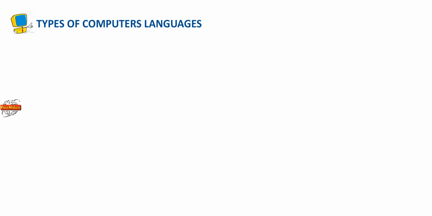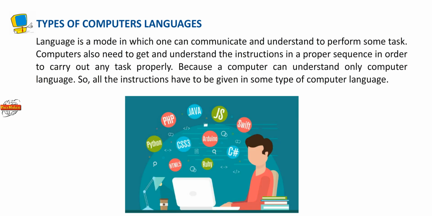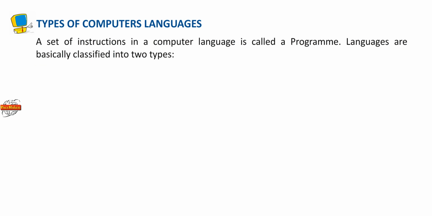Types of computer languages. Language is a mode in which one can communicate and understand to perform some task. Computers also need to get and understand the instructions in a proper sequence in order to carry out any task properly. Because a computer can understand only computer language, all the instructions have to be given in some type of computer language. A set of instructions in a computer language is called a program.